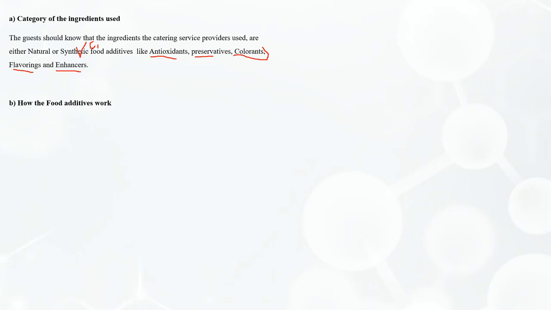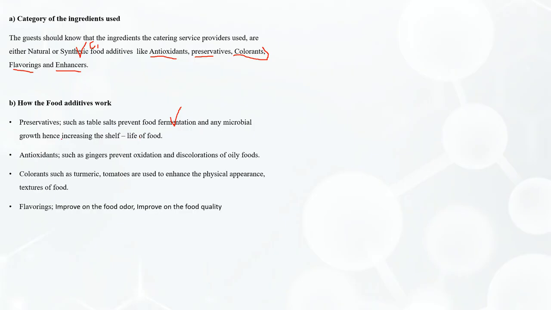And then part B, they're asking, how does the food additive work? Explain to these people how it works. So here we can talk about preservatives, such as table salt. They prevent food fermentation and any microbial growth, hence increasing the shelf life. We have all these other ones, antioxidants such as ginger. I believe we saw ginger in the picture, and it is a good antioxidant. How does it work? It works by preventing oxidation and discoloration of oily foods.